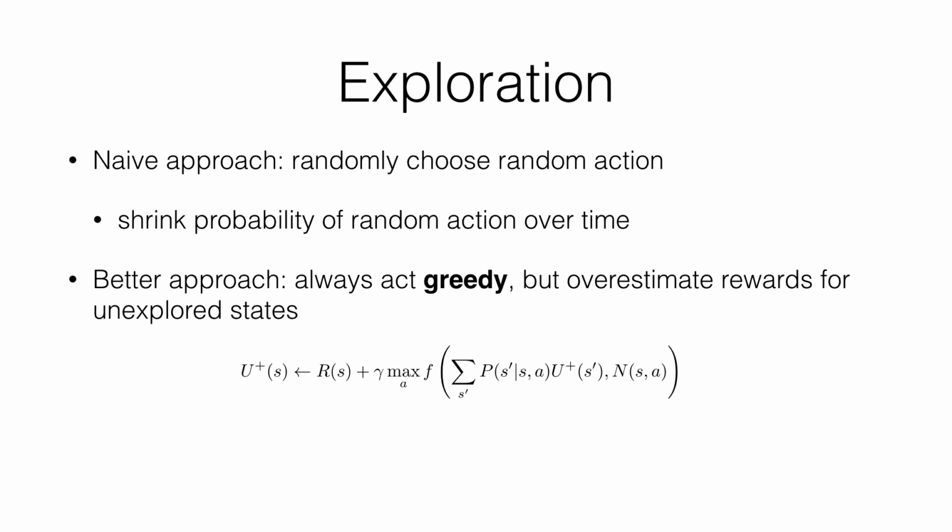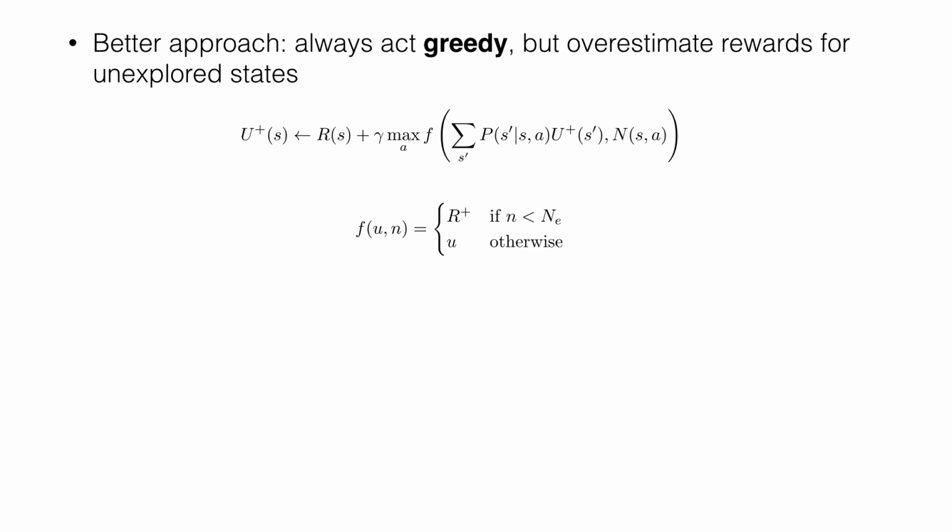Okay, here's an example of one of these functions, a very simple one that the textbook gives. It says that if the count of the number of times we've tried this action from this state is less than some threshold, capital N sub E, which we just pick, maybe it's 10, maybe it's 100, a reasonable number, then we don't trust it. We're going to trust our estimate only once we've seen capital N examples of this state and action pair.